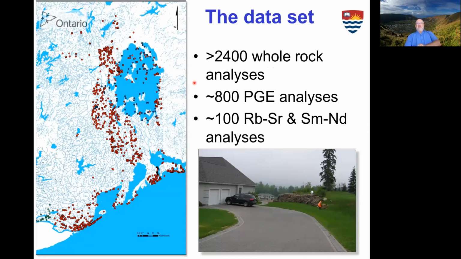We have a fairly extensive data set now. We have more than 2,400 whole rock analyses. We have about 800 platinum group element analyses and 100 radiogenic isotope data. We've got a pretty good data set that we've collected over the last 15 to 20 years through a bunch of graduate student projects, working with the OGS. All this data is pretty much out now in Ontario Geological Survey miscellaneous data release files. I think there's a new one either just come out or coming out soon with the latest compilation. So all this data is out there. If you want to take it and play with it and tell us we're completely wrong, I'm fine with you doing that. It's a very nice database to work with.